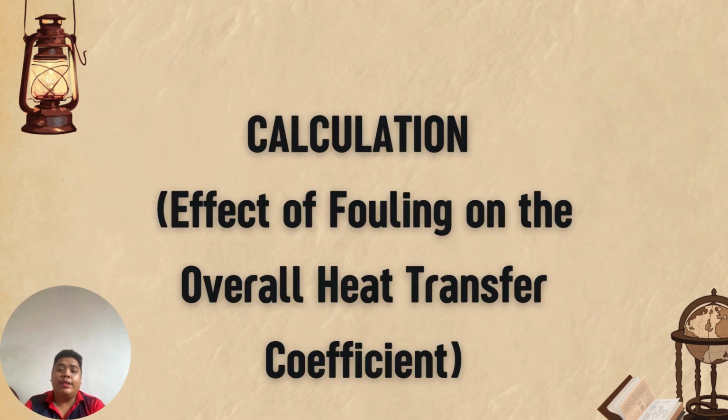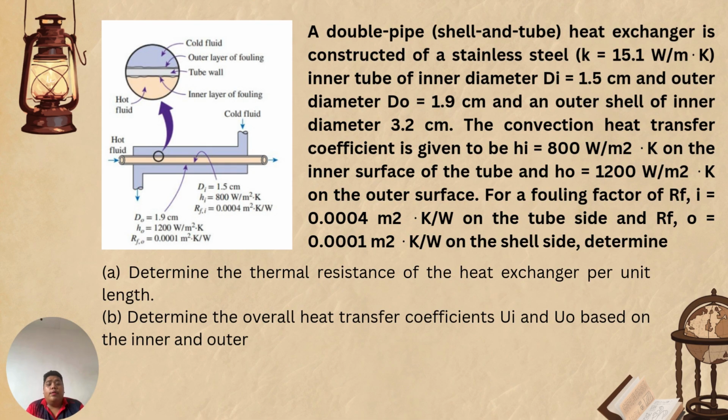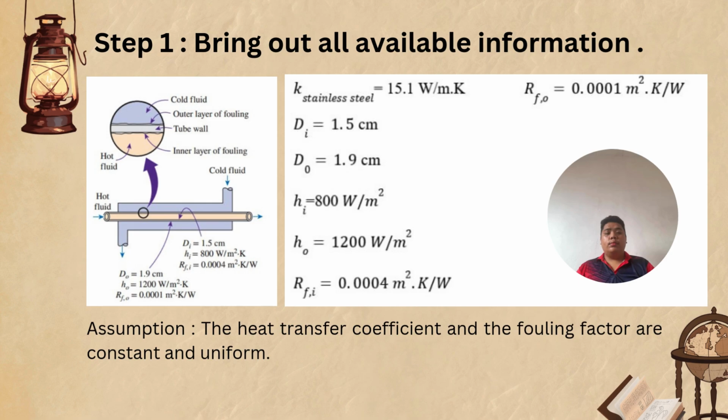Next is a calculation for the effect of fouling on the overall heat transfer coefficient. For this part, the chosen example for this problem is this question. This question requires us to determine the thermal resistance of the heat exchanger per unit length, and we need to determine the overall heat transfer coefficient of outer and inner.